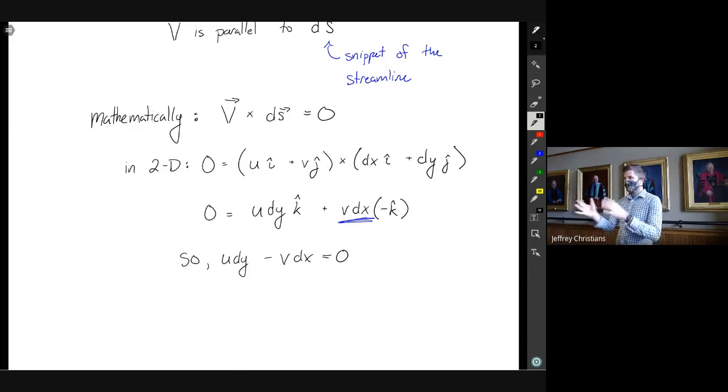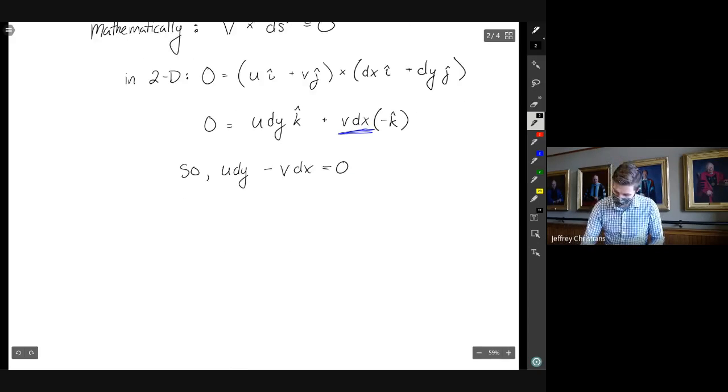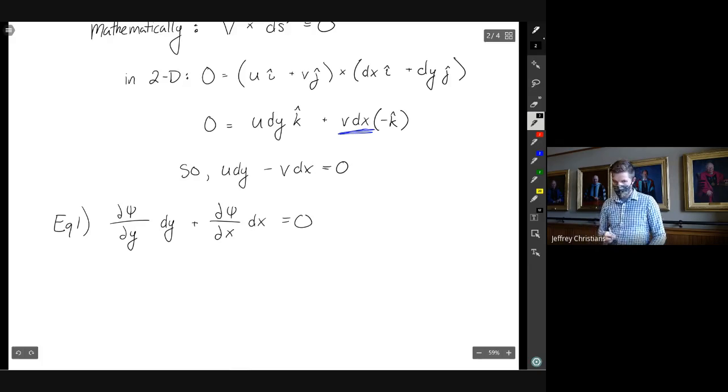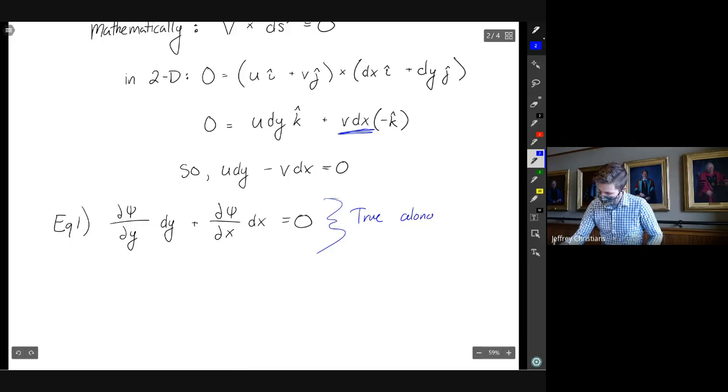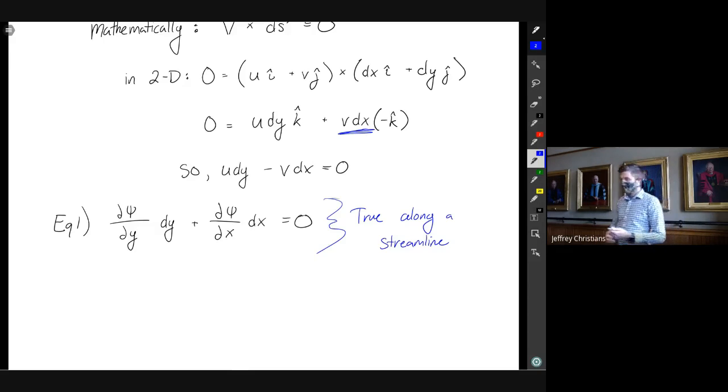If we combine this with how we define the stream function, right? We define the stream function in terms of u and v. So we get what we'll call equation 1. So plug in for u, what was our definition? That was partial of the stream function, partial psi partial y dy, plus partial of the stream function with respect to x dx is equal to 0. So this equation is a different color. This is true along a streamline. Okay, so this equation has to hold.